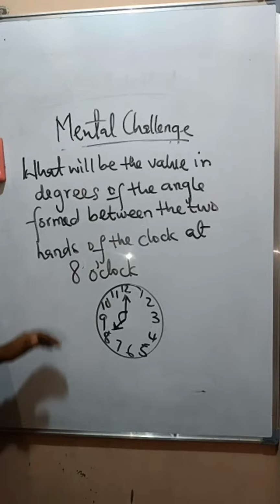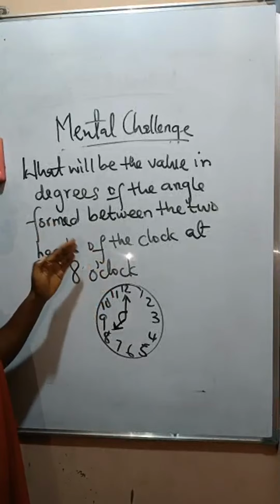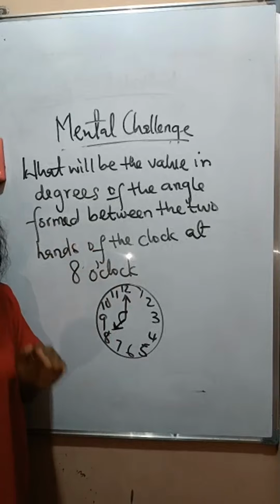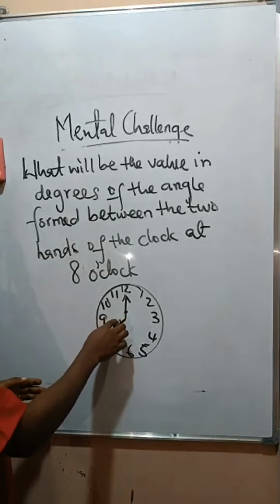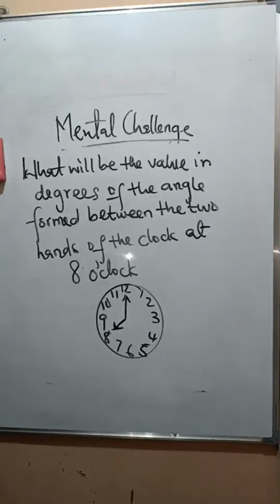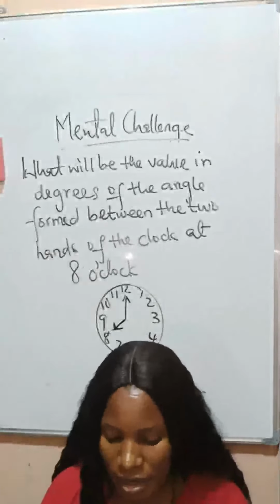So this question says, what will be the value in degrees of the angle formed between the two hands of the clock at 8 o'clock? Between the two hands of the clock at 8 o'clock. So let's see what you think the answer should be. You can use knowledge of pie charts to do this as well.